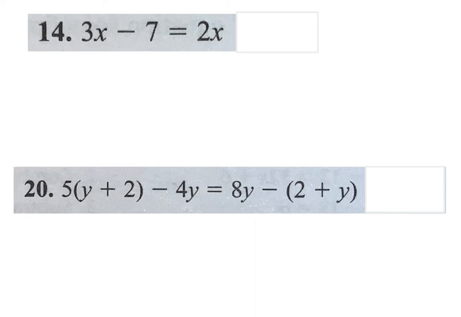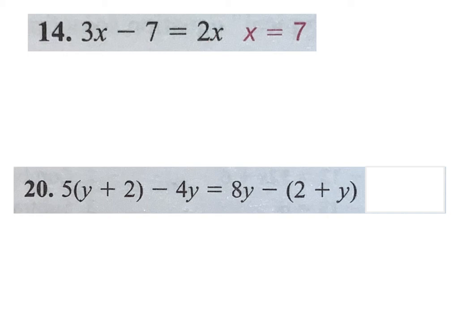3x minus 7 equals 2x. You should have gotten x equals 7 there. X equals 7. Let's look at it. So you want all of your variables on one side and all of your numbers on the other. Since you already have a variable over here, it's probably easiest just to move your variables over here.